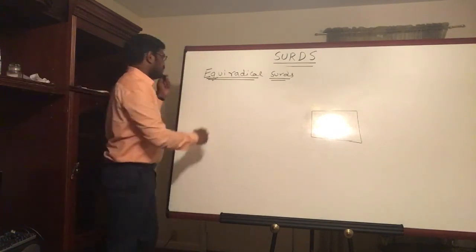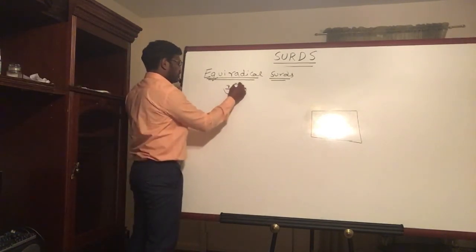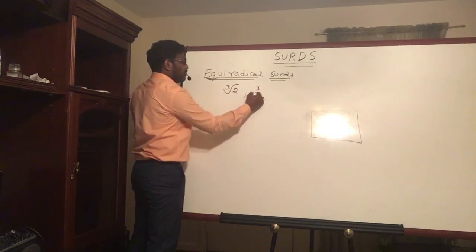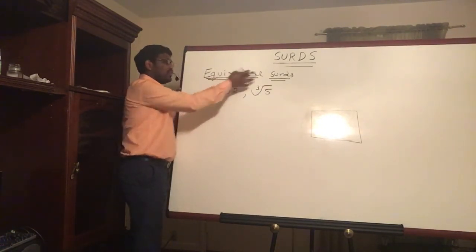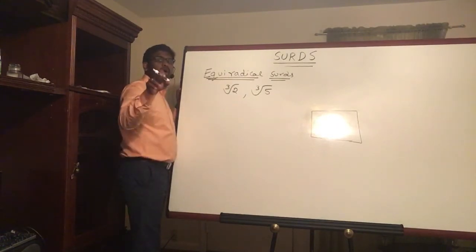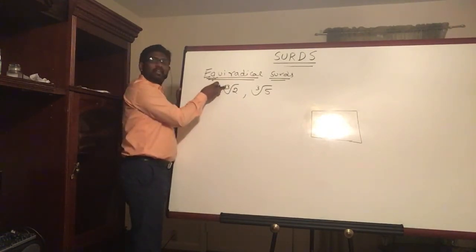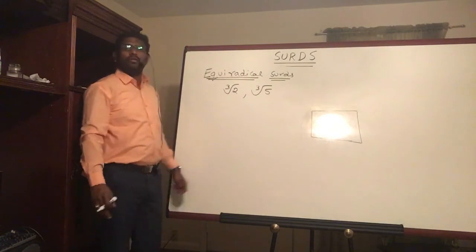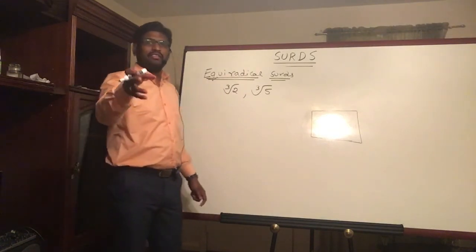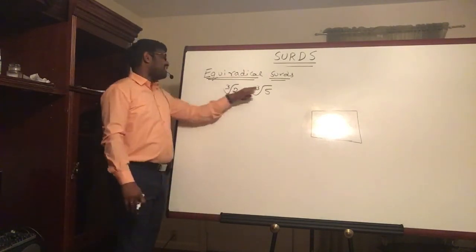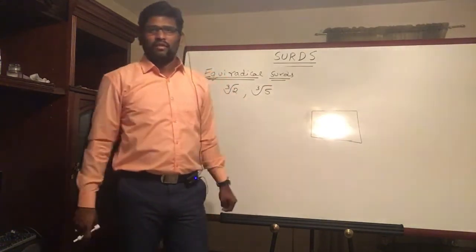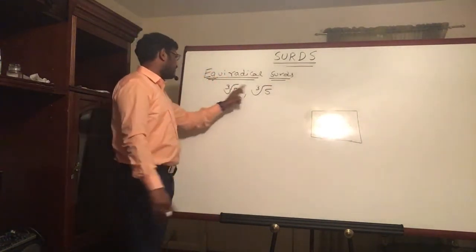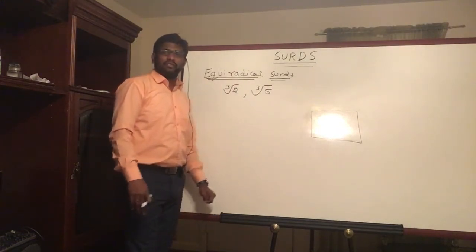Example: cube root 2, cube root 5. These two are called equiradical surds because their orders are the same. Here the order is 3, here the order is 3, that's it. What are equiradical surds? Very simple. If the orders are the same, those are called equiradical surds. Nothing else. Check the orders. If they are the same, they are called equiradical surds.